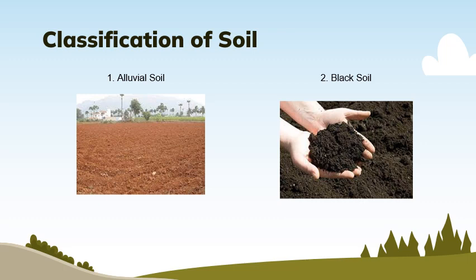Second, we have black soil. As the name says, the soil is black in color, and this is also known as regur soil. It is ideal for growing cotton and also known as black cotton soil. It is found in the plateaus of Maharashtra, Saurashtra, Malwa, Madhya Pradesh and Chhattisgarh, and extends in the southeast direction along the Godavari and Krishna valleys also.